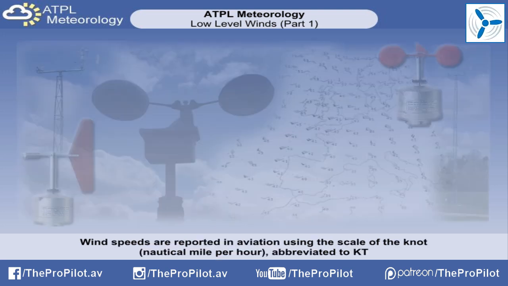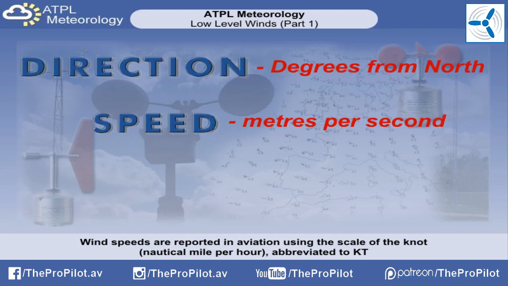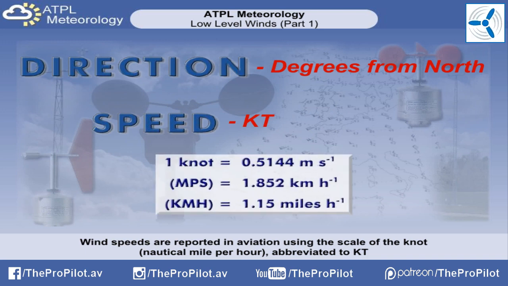If you remember, wind is reported as a velocity, giving both direction and speed. The standard unit of speed is the meter per second. However, this is mainly confined to scientific and theoretical use. More generally, the unit adopted for operational purposes in aviation is the knot. 1 knot is 1 nautical mile per hour. The official ICAO abbreviation for use in aviation is KT. Shown here are the conversion factors between the various units of wind speed, namely knots, meters per second, and kilometers per hour.